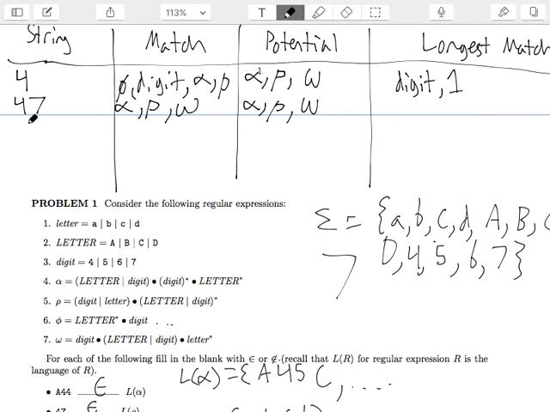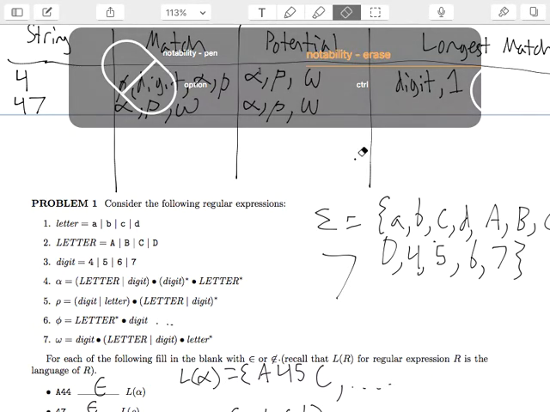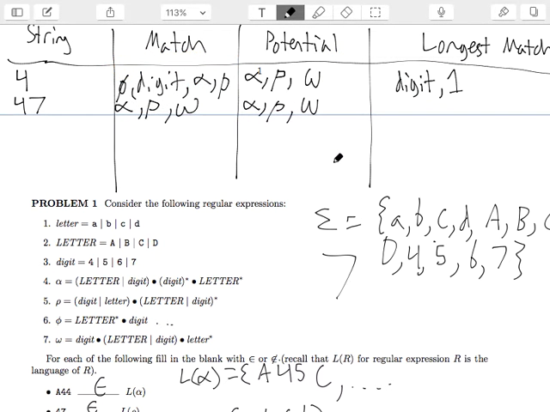I just had a question about the process that you're doing right now. When we first did the table in class, for the match column, you just put one of them. You didn't put all of them like you're doing right now. I remember you saying for potential you put all of them, but for the match you put the one that matches. I guess we could do that. We kind of did that up here, right? This is just me being extra.